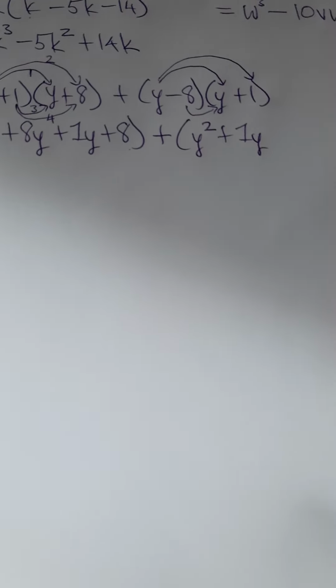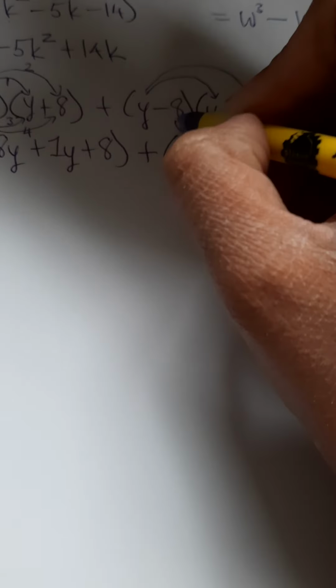So let's go to the next two brackets here. We're doing y times y, so y squared. Y times positive 1, positive 1y. Everyone sees that? Then we're doing negative 8 times y, negative 8y. And then negative 8 times 1, which is equal to negative 8. Everyone's good so far? So this is our expression so far.